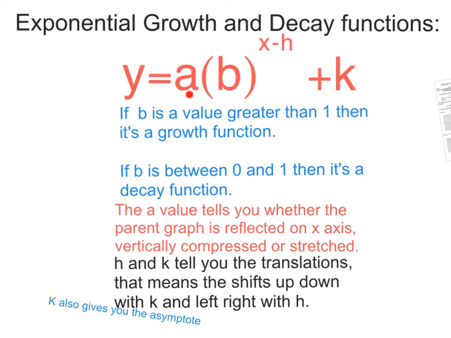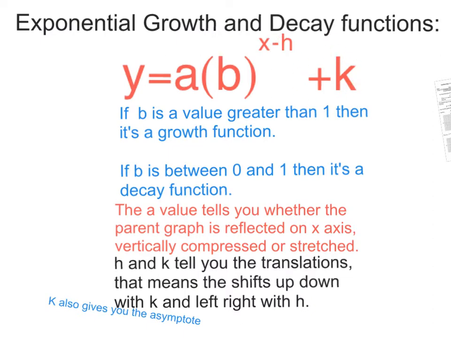The a value is still the a value, which tells you if it's being reflected on the x-axis, whether it's vertically compressed or stretched. The b value tells you if it's a growth or a decay function. If the b value is greater than 1, then it's a growth function. If the b value is between 0 and 1, then it's a decay function, right? So what else? The h, we already know that the h is the left and right shift. And you always have to think opposite. Why? Because there's a minus sign right there. That tells us to think opposite.